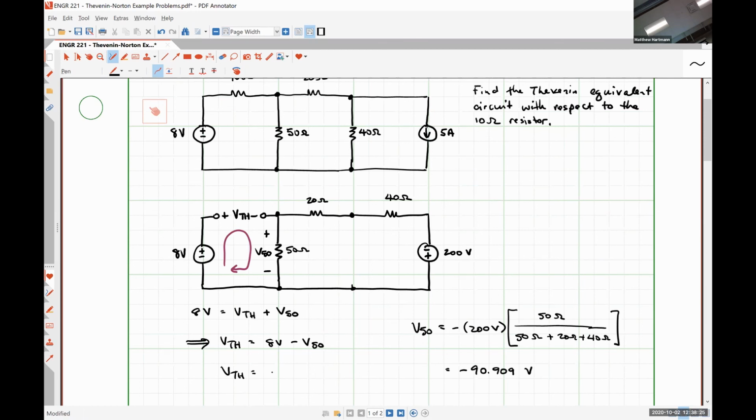VTH is 8 minus negative 90, or 8 plus positive 90, so 98.909 volts.